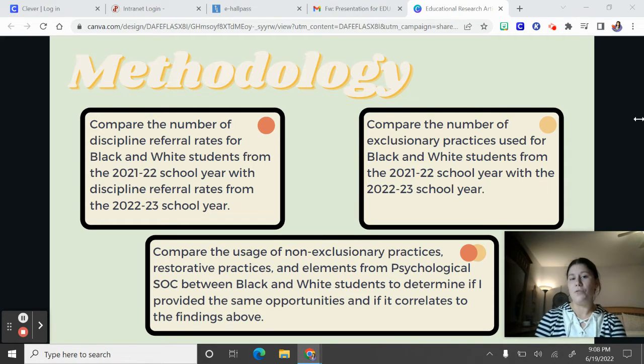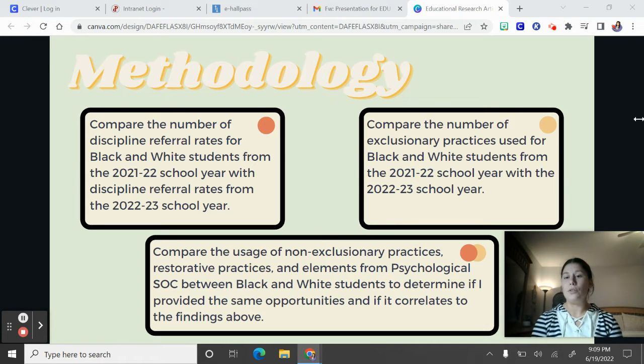Compare the number of discipline referral rates for Black and white students from the 2021-22 school year with discipline referral rates from the 2022-23 school year. I would like to see all discipline referral rates decrease. That's the overall goal. But I want to see a more equalized number in discipline referral rates during the 2022-23 school year as compared to the prior year, because I would be implementing the new behavioral methods such as non-exclusionary practices, restorative practices, and psychological sense of community.